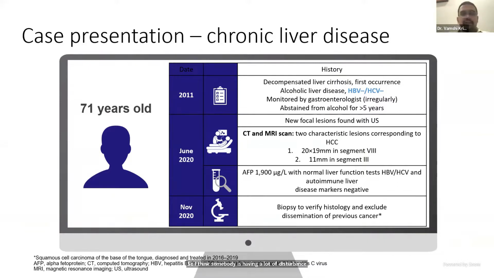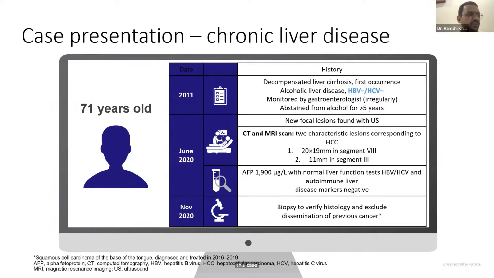Okay, fine. So these case slides have been given by Roche. I have some of my own cases, but anyway, I will try to see what we can do with these cases as well. Essentially, a patient who had CLD, decompensated liver cirrhosis, which is alcoholic, presented with lesions found on ultrasound and a high AFP of 1900. The patient did undergo a biopsy in this case.